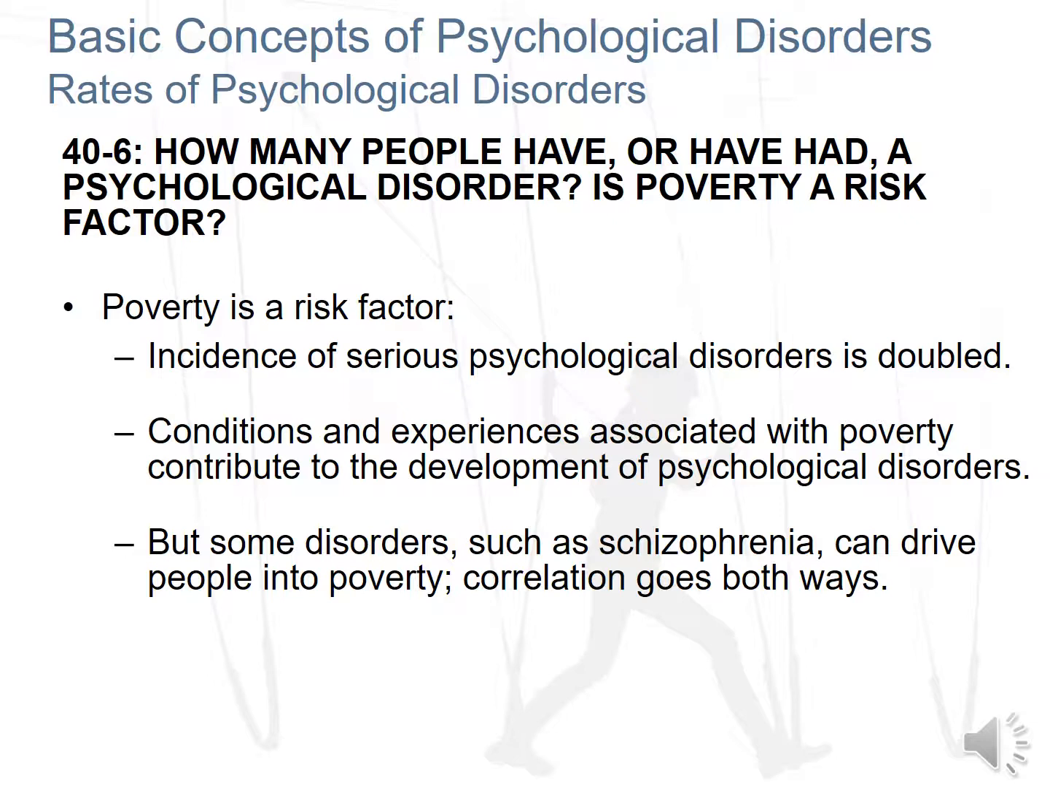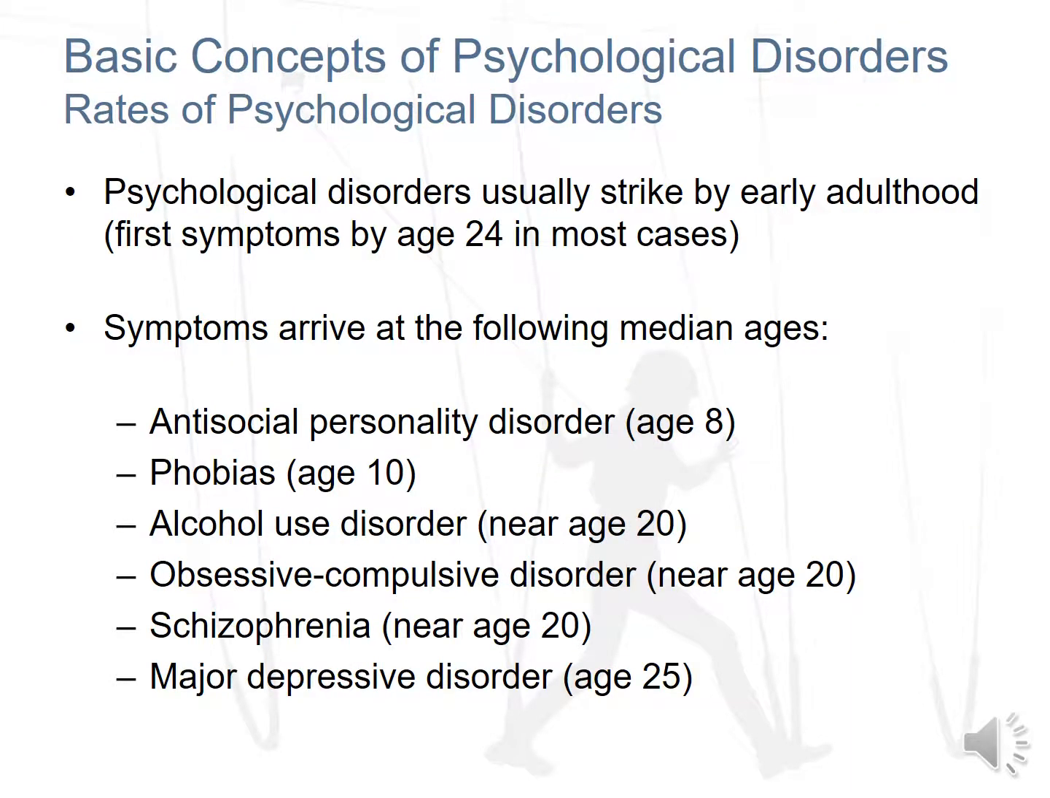Poverty is a risk factor when discussing psychological disorders. The incidence of serious psychological disorders has doubled. Conditions and experiences associated with poverty contribute to the development of psychological disorders, but some disorders, such as schizophrenia, can drive people into poverty. Correlation goes both ways, and in this case we realize a relationship between two variables does not mean that one causes the other.